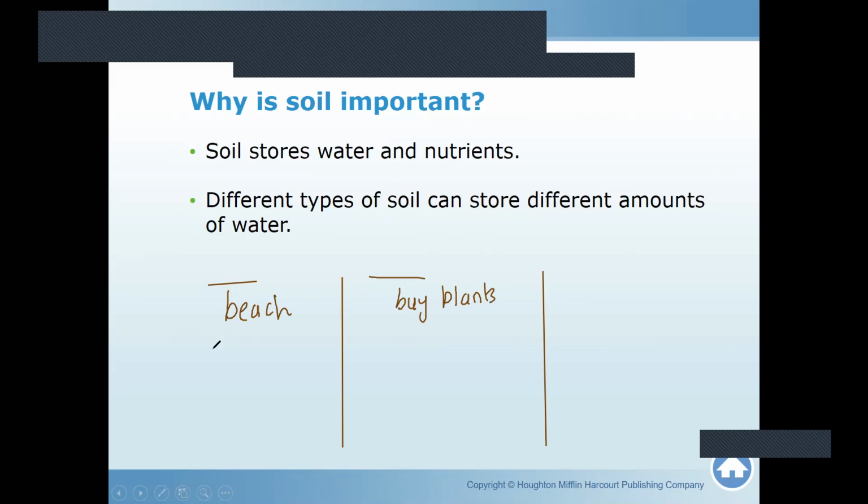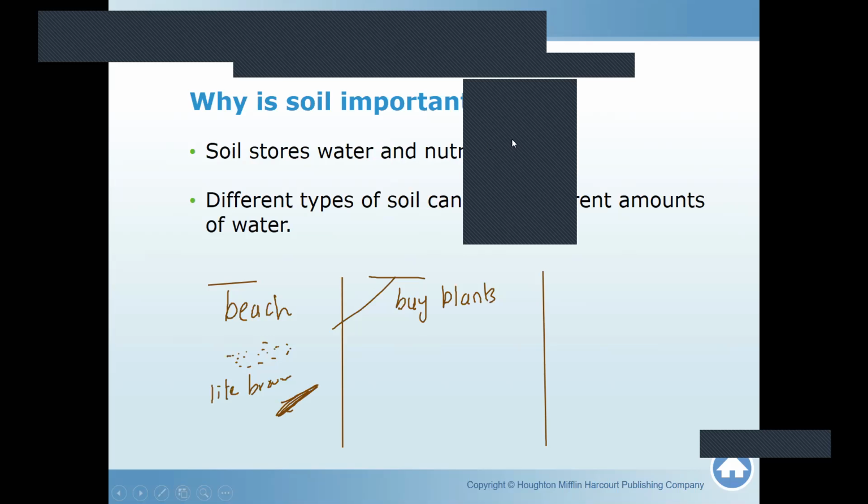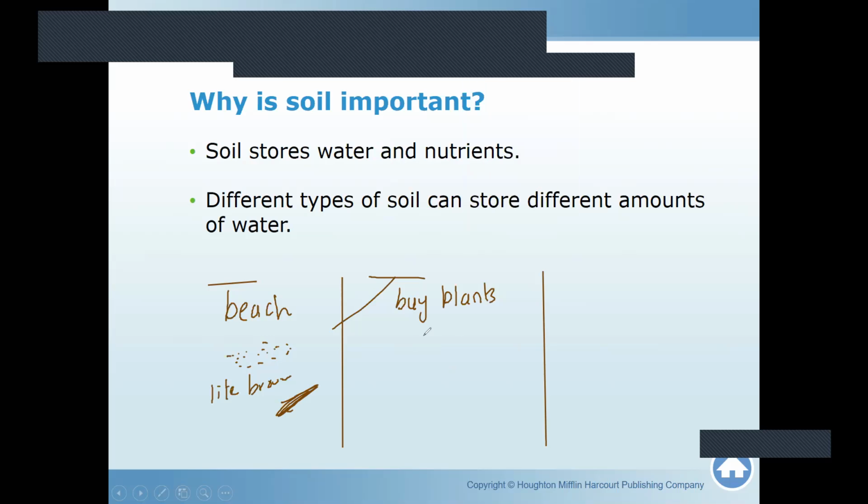Now girls, which color sand do you find? Do you have soil? No, we have sand. We have sand, very fine, right? Which is light brown in color. Am I correct? Which is very light brown in color. Okay. When you go and buy plants, which color do you find there? Dark brown. Yes, because it is a mixture. So we have sandy soil.